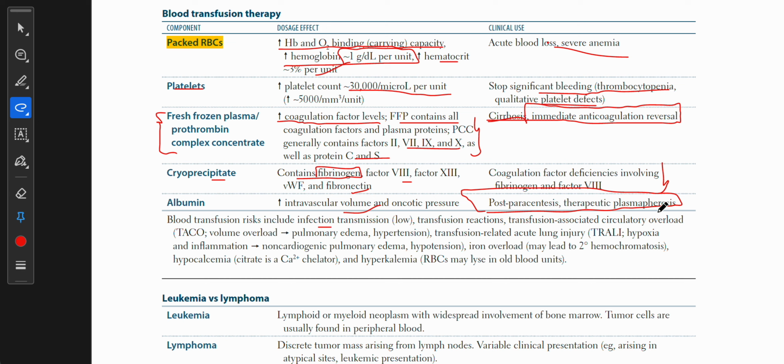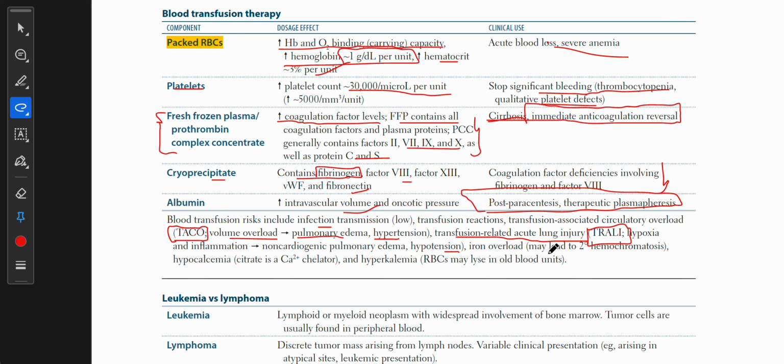Transfusion associated circulatory overload, that is TACO. This has a very wide spectrum of symptoms and can be severe enough. You have to remember this. So volume overload causes pulmonary edema and hypertension, and in the long run it can also cause congestive heart failure. Then transfusion related acute lung injury, which is TRALI. You have to remember these two, right? TACO and TRALI are very much manifested clinical complications of blood transfusion. TRALI causes hypoxia and inflammation, leading to non-cardiogenic pulmonary edema and hypertension.